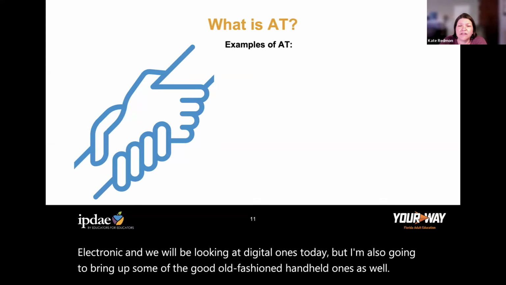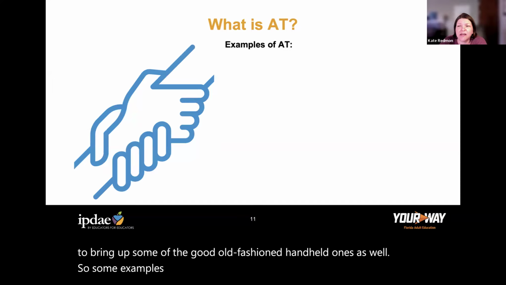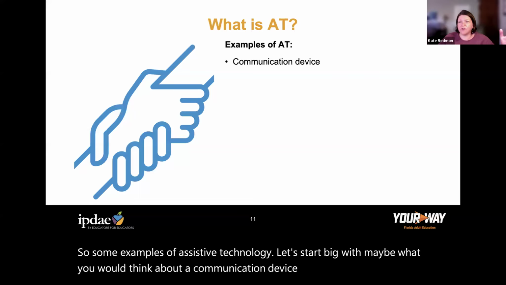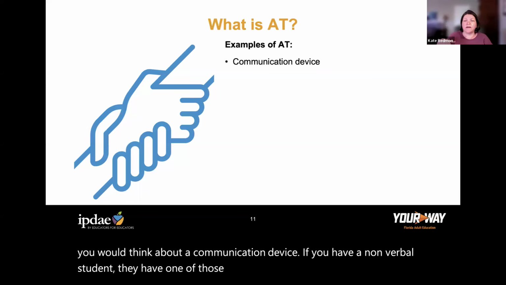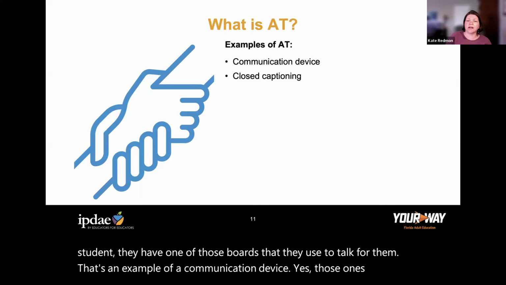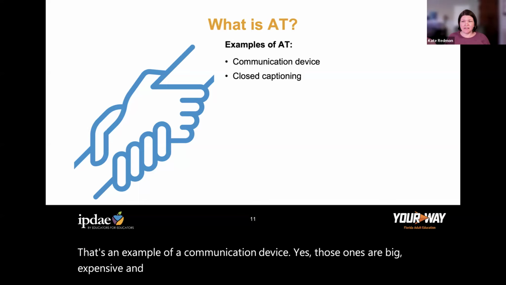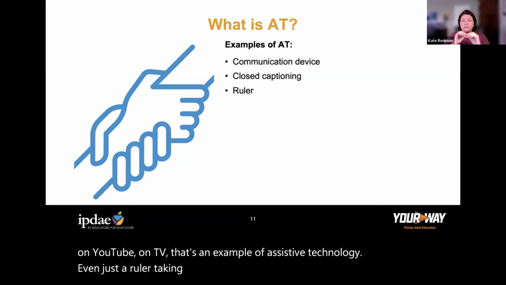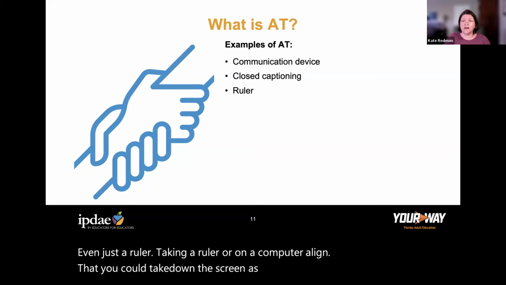So, some examples of assistive technology. Let's start big with maybe what you would think about, a communication device. If you have a nonverbal student, they have one of those boards that they use to talk for them. That's an example of a communication device. Yes, those ones are big, expensive, and electronic. But closed captioning, that's readily available to us on YouTube, on TV. That's an example of assistive technology. Even just a ruler, or on a computer, a line that you could take down the screen as you read is an example of assistive technology, very helpful for many students.